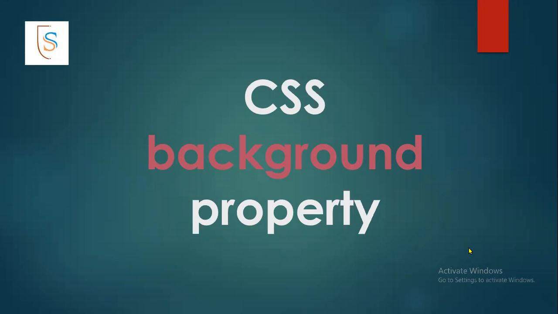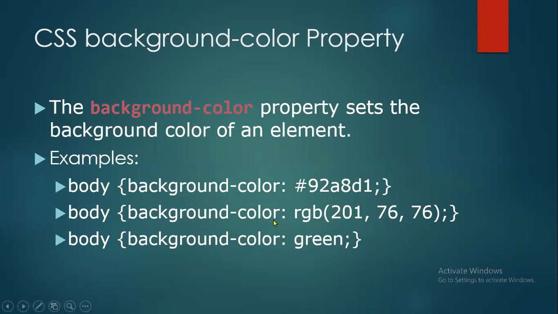So the first background property is background color. How can you define the background color? First of all, we'll see what the property is. The background color property sets the background color of an element. In which ways can you define the background color?